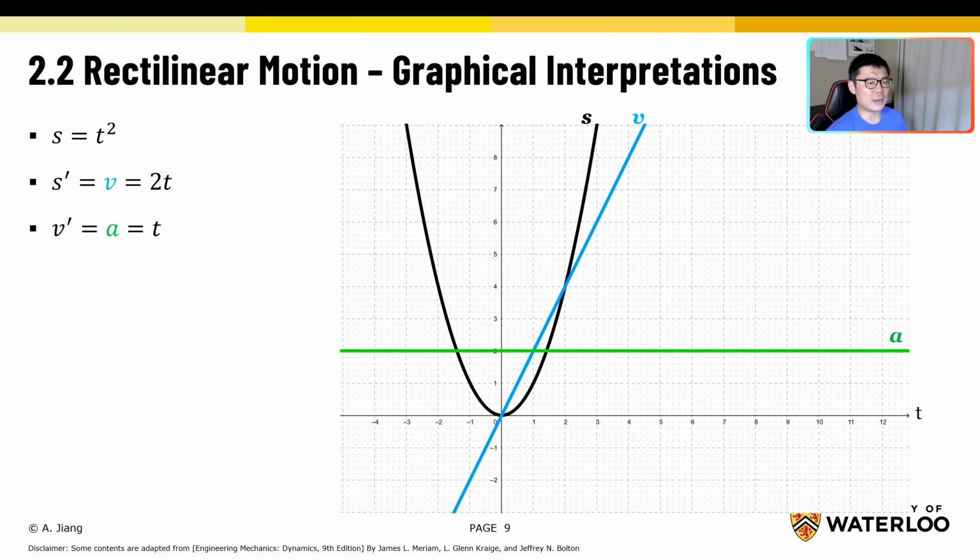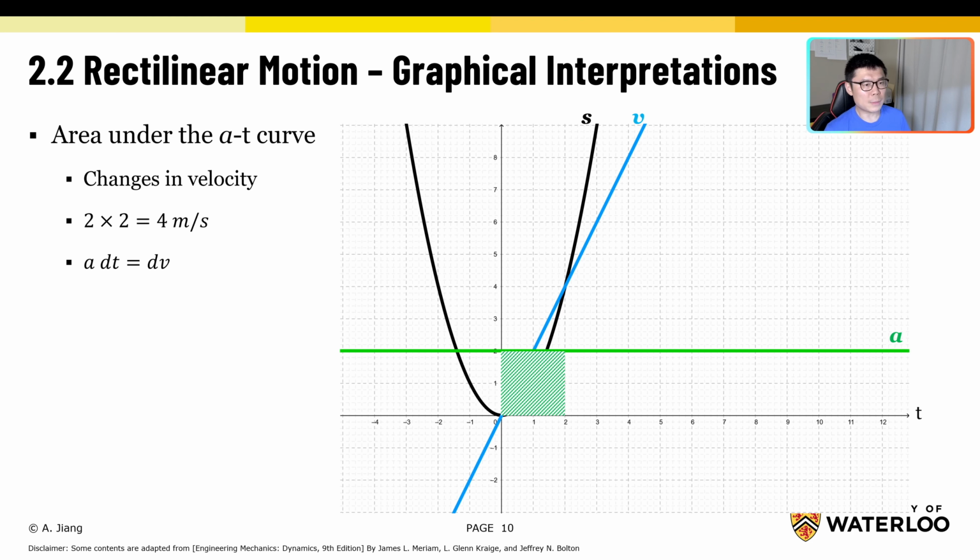Another example here, s equals t squared. Again, by taking the time derivative one step at a time, we can get the velocity 2t and acceleration 2. In this course, especially at the beginning few chapters, we will be doing a lot of calculus. So make sure you review those skills you learned in the past if you are a little bit rusty about it already.